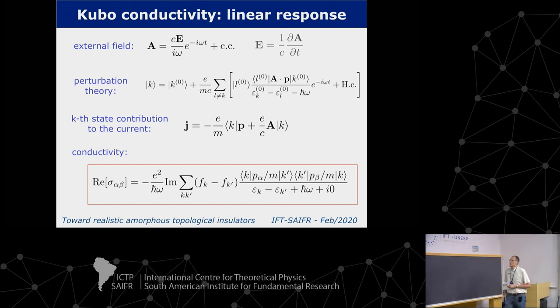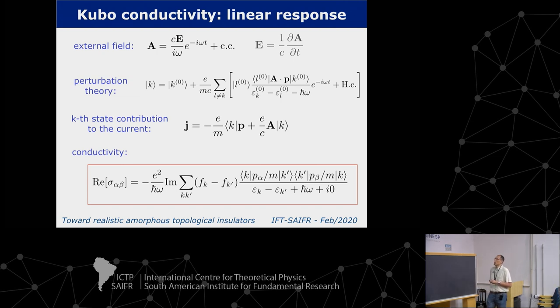This is a very simple theory, right? You put an external field in a different gauge, suppose I choose that one, use perturbation theory, and then compute the k-state contribution to the current density. Playing the same games, I can compute the conductivity in terms of these states, with different expectation values of operators. If I want to do a realistic calculation of any given metal, what I need is a realistic description of these states and the energies or the densities. And that's enough to be in the game.